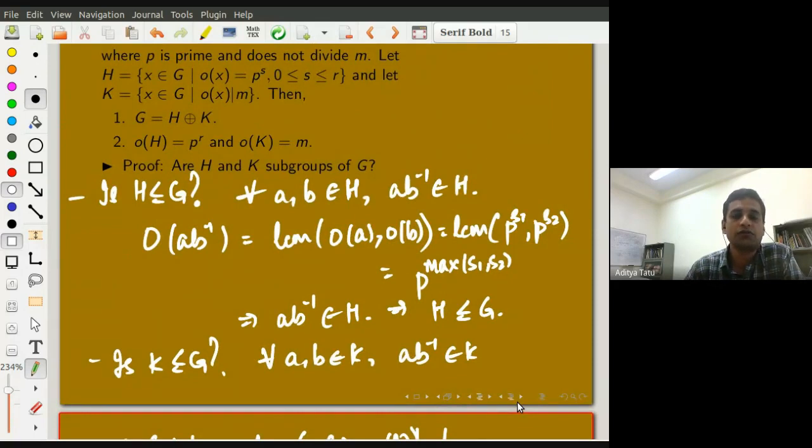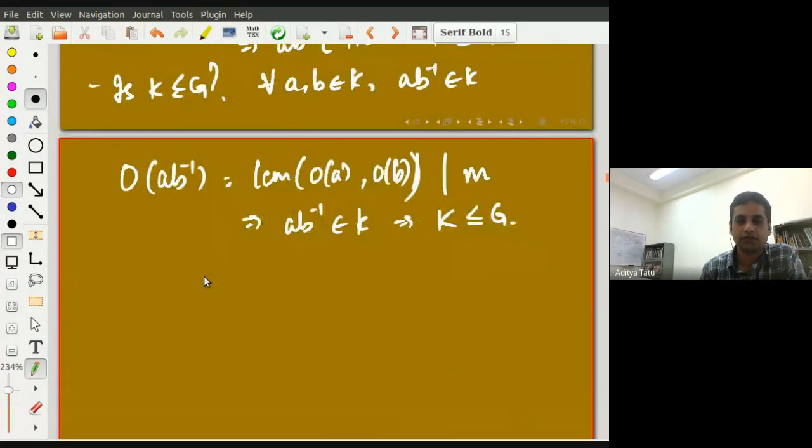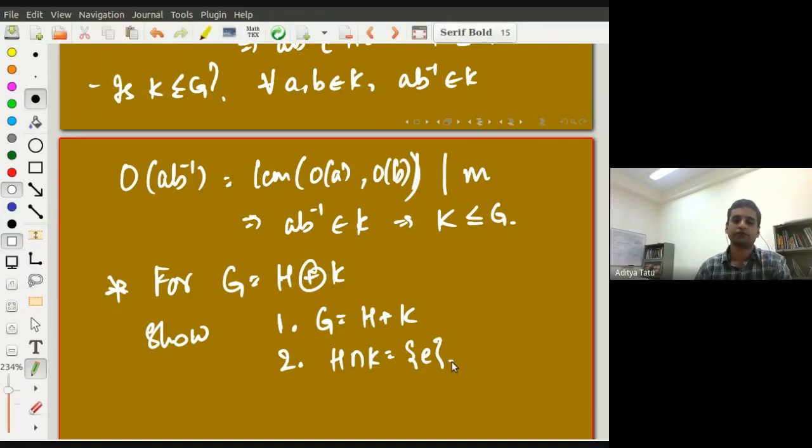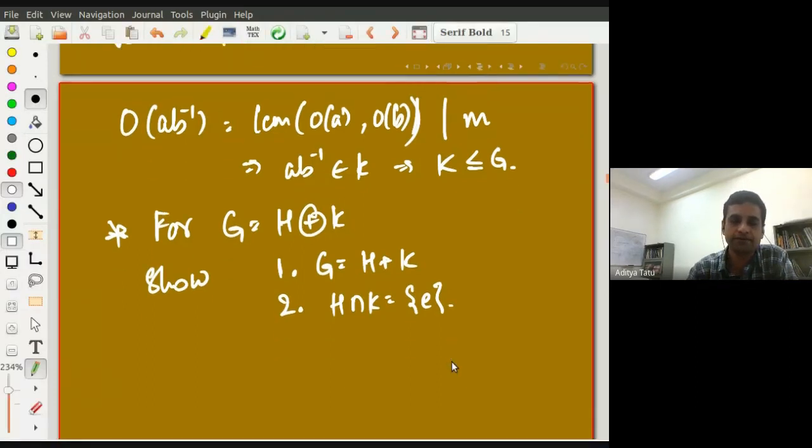Now we want to show that G is equal to H plus K. For G to be equal to the direct sum of H and K, we need to show two things. One is that G is equal to the sum of H and K. Second, H intersection K is the identity.